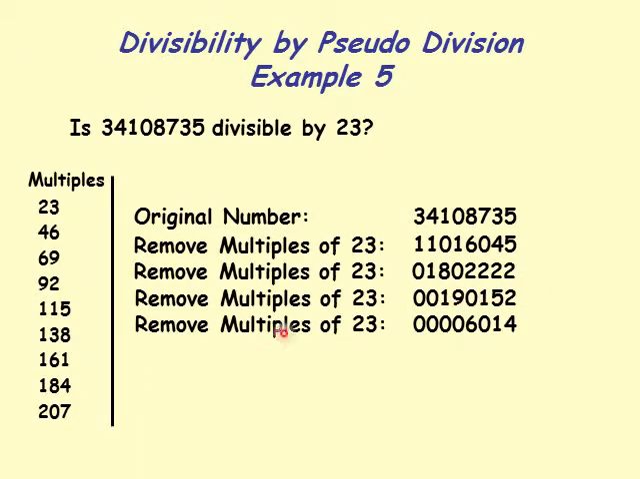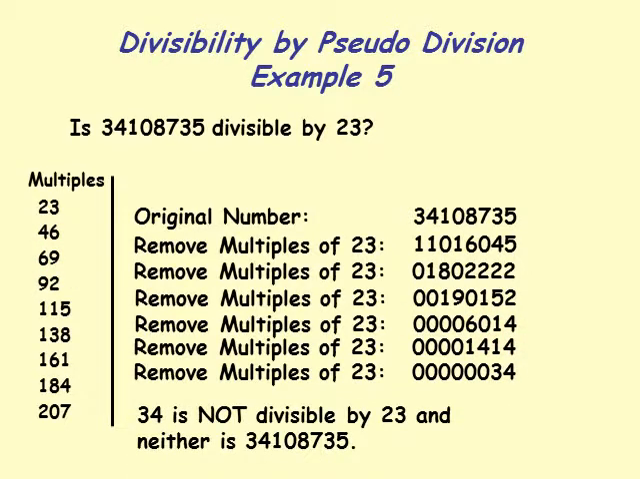Let's continue here. From 190, I take away 184, leave a 6 here. From 152, I take away 138, leave a 14 here. Let's continue. From 60, I take away 46, leave 14 here. Then 14 is still here. Let's continue here. From 141, I take away 138, so leave a 3 here. So I got 34 in the end.